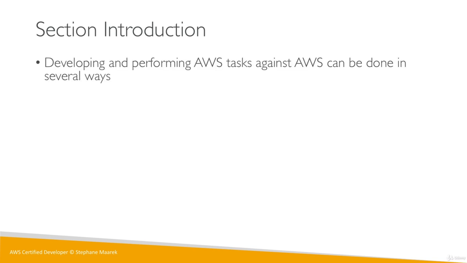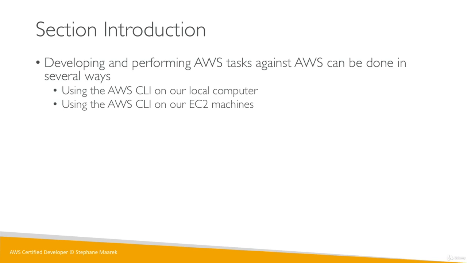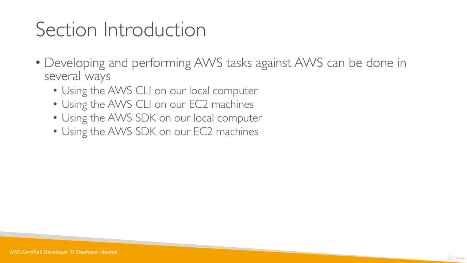When you perform tasks against AWS, you can do it in several ways. You can use the CLI from your local computer. You can use the CLI from EC2 machines. You can use the SDK from your local computer, the SDK on your EC2 machines, or even use the AWS Instance Metadata Service for EC2.